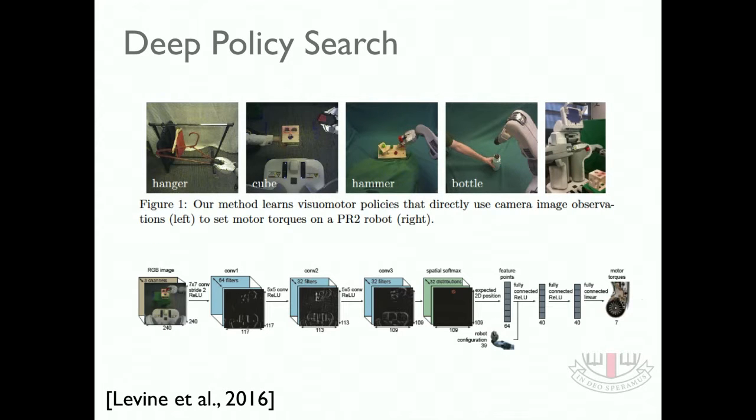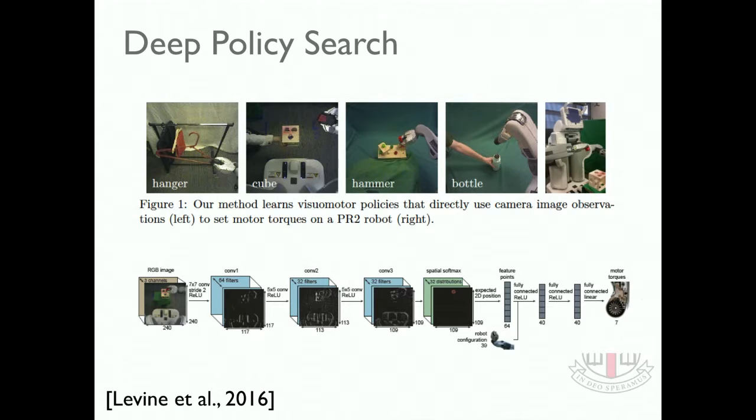So let's talk about a recent application of this using a deep net directly to robot sensory motor action. This paper is from Peter Abbeel and Sergey Levine's group in 2016. And they're learning a sequence of visual motor tasks like picking up a cube and putting it inside one of those little puzzles that has holes for the cube, and using a hammer to catch a peg.